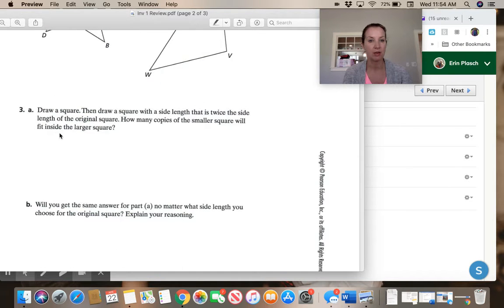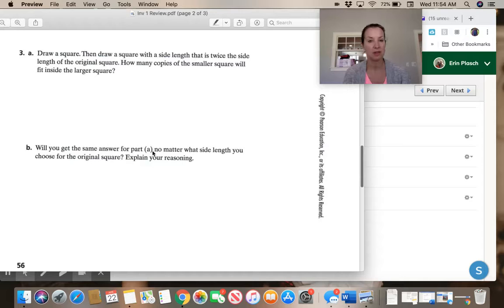Draw a square, then draw a square with a side length that is twice the side length of the original. How many copies will fit inside? Will you get the same answer for part A no matter what side length you choose? So if you start with a 1x1 and you double it, you get a 2x2. What if you started with a 3x3 and you doubled it to a 6x6? Would you get the same answer in the end?